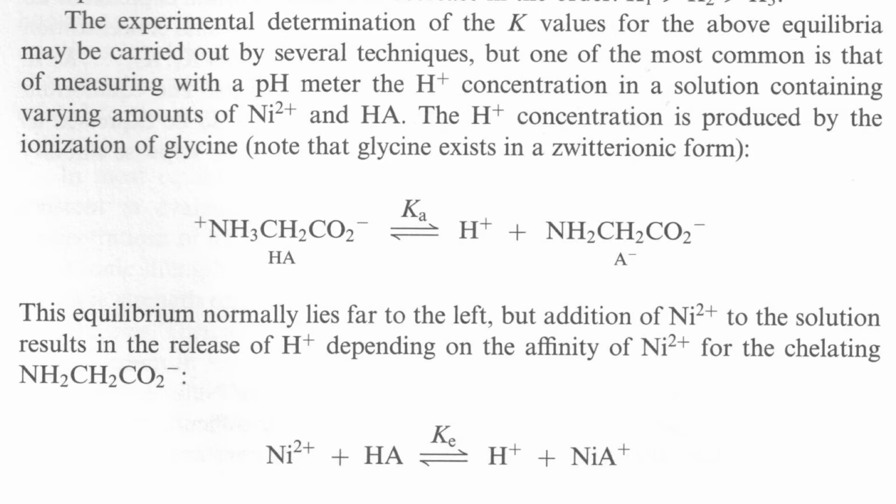Now, the equilibrium lies far to the left, but addition of positively charged nickel 2 plus to the solution results in the release of H plus, as if the nickel 2 plus replaces the proton on the glycinate, depending on the affinity of the positively charged nickel for the chelating ligand. So the total equilibrium should be nickel 2 plus plus HA to give H plus plus NiA plus. That means the nickel deprotonates the glycine, forms NiA plus, and gives a proton in solution, and we call this KE, or K equilibrium. Before, we used to titrate glycine and find KA and KE. Now, KA of glycine is given to you in this experiment.